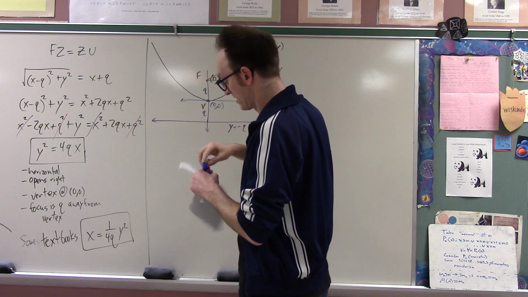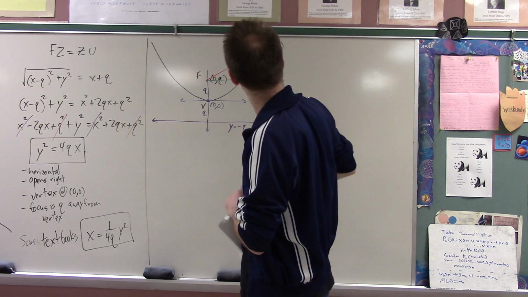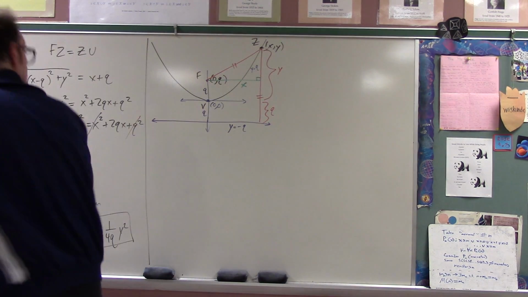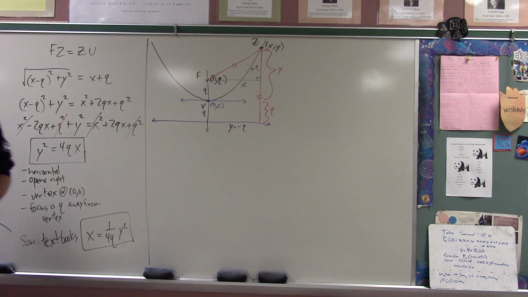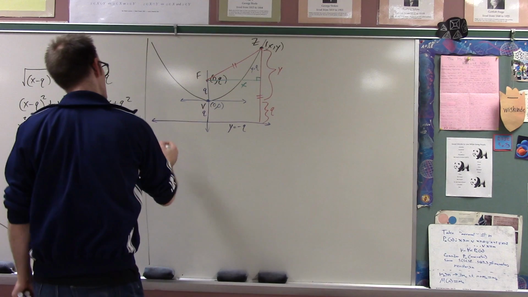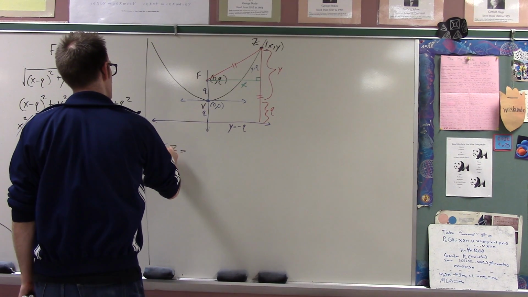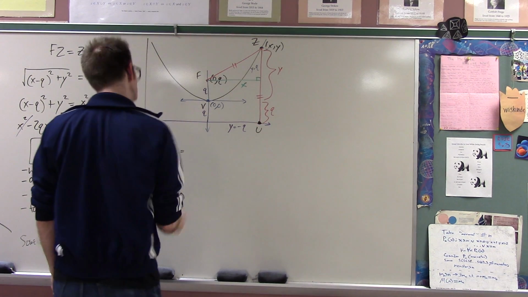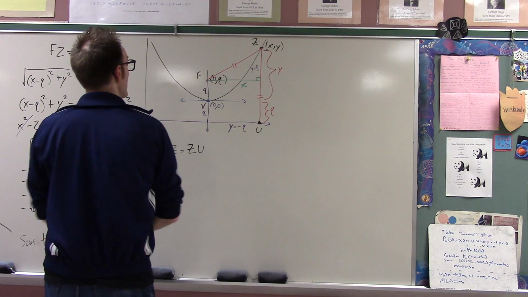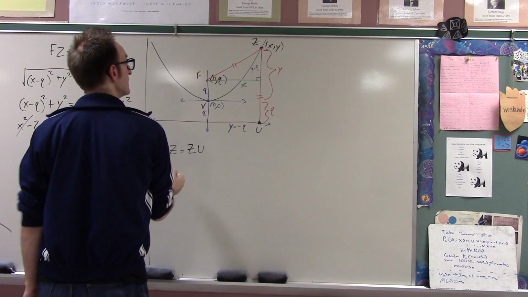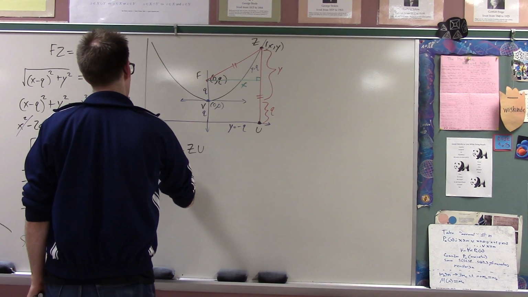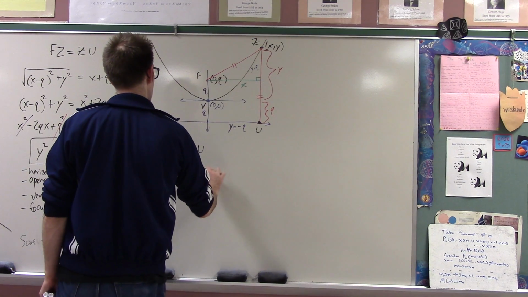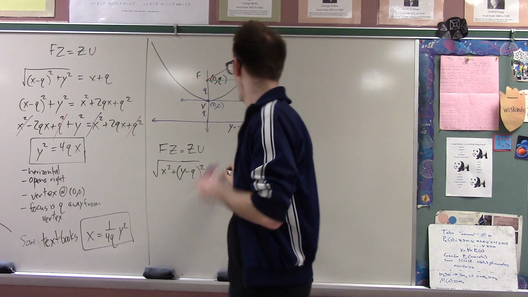And if that's x, then this little bit here must be y minus q. So if that's y minus q, then again, fz is equal to whatever this point is, let's call it u. Fz is zu. And what is fz? It's root of x squared plus (y minus q) squared, and zu is y plus q.